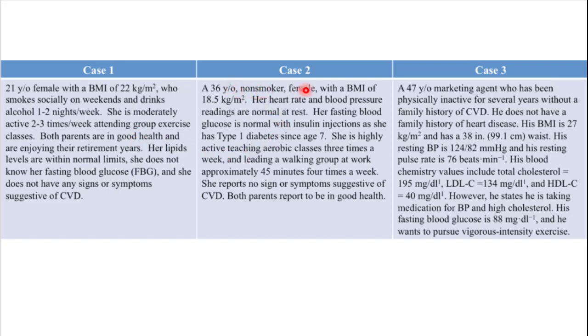Here, a 36-year-old non-smoker, another female, BMI on the lower end, heart rate and blood pressure normal. She is a type 1 diabetic, right? So that's a metabolic disorder. Works 45 minutes. No reports of cardiovascular disease. Since it's type 1 diabetes, it's not a lifestyle, it's a genetic aspect, I would probably say this is a no referral, right? Start with moderate exercise.